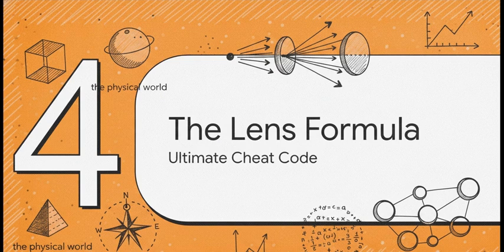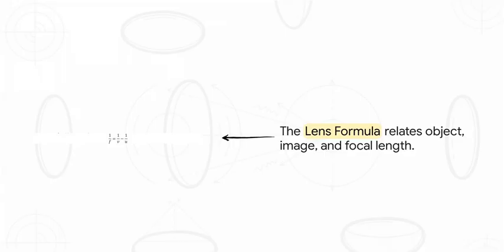Which brings us to Section 4, the lens formula, the ultimate cheat code. And this brilliantly illustrates the ultimate cheat code of optics, the lens formula: 1/f = 1/v - 1/u. Now, why exactly am I calling this a cheat code? Well, because instead of painstakingly drawing out meticulous light rays with a ruler on a piece of paper, this beautifully simple equation perfectly predicts reality.